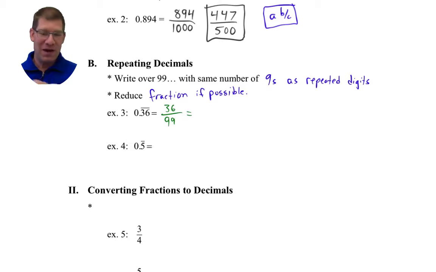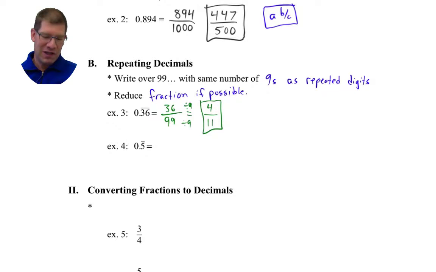Often people divide by 3 for both of them, but if we try dividing by 9 first, 36 I know can be divided by 9. That gives me 4. So I'm going to write a little divided by 9 here. I get a 4 in the numerator and an 11 in the denominator. So 0.36 repeating is the same as 4 over 11. Next one, 0.5 repeating. Well, that would be 0.5555555 forever.